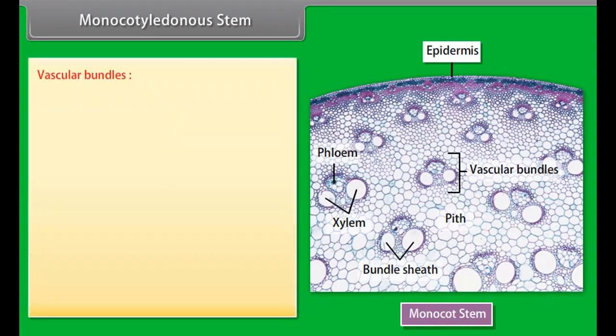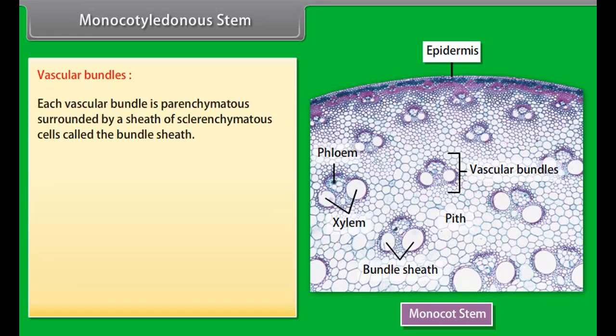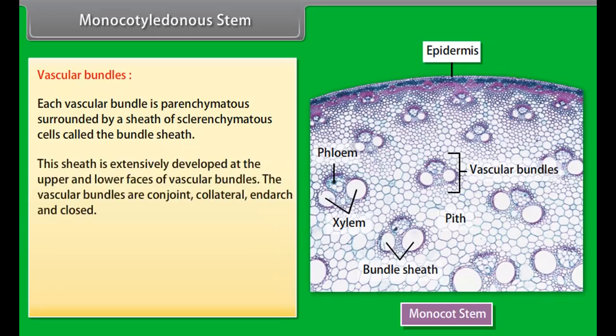Vascular bundles. Each vascular bundle is parenchymatous surrounded by a sheath of sclerenchymatous cells called the bundle sheath. This sheath is extensively developed at the upper and lower faces of vascular bundles. The vascular bundles are conjoint, collateral, and dark and closed.